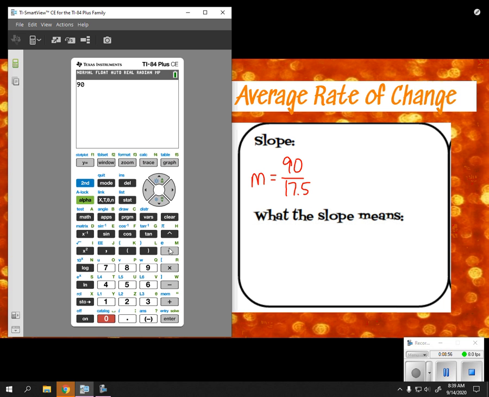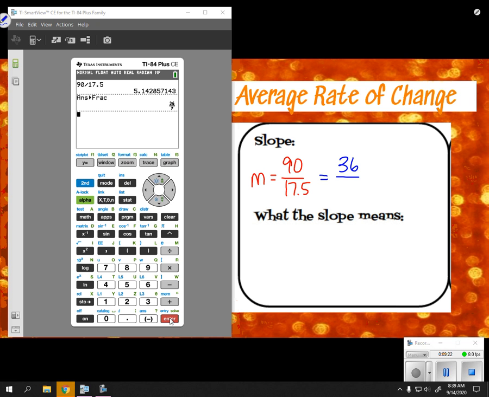So we're going to just divide it. And I know that you can tell me that that is 5.14 centimeters per minute or whatever. But let's say we wanted to get this as an improper fraction. It makes sense of that. So to do that, you're going to hit math, and you're going to hit enter twice. Math, enter, enter. And you're going to get 36 over 7.